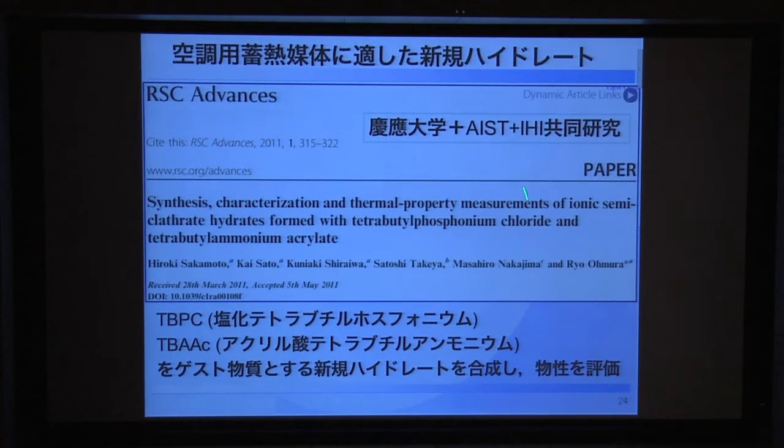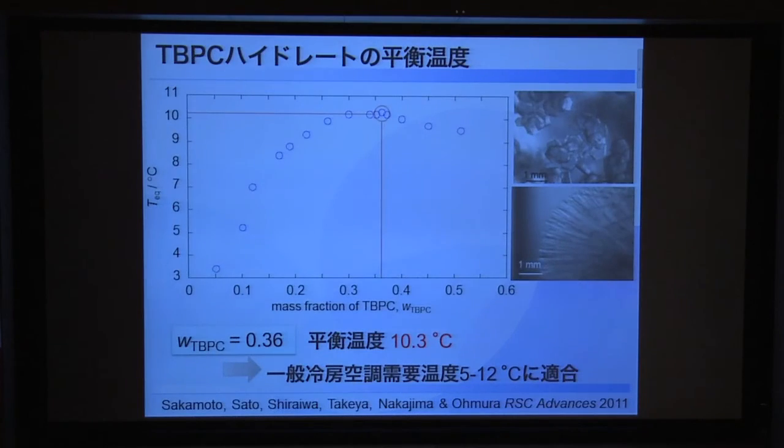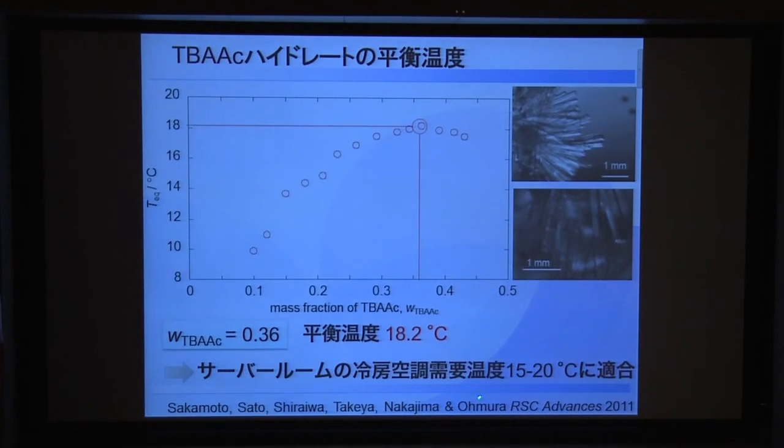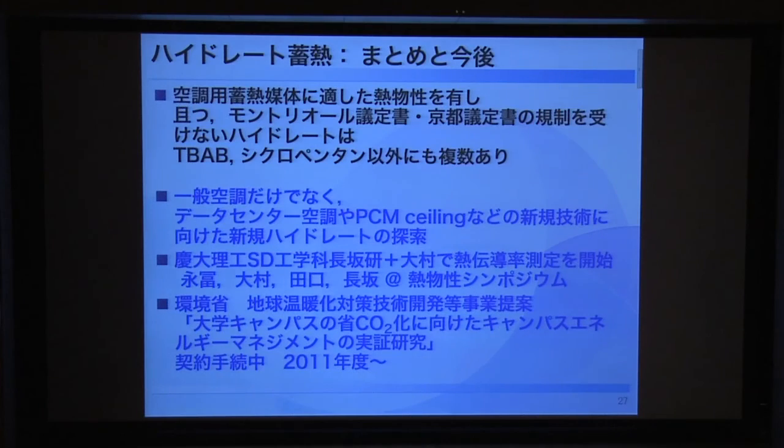IHI together with ITI, Keio University, and Takiya-san from AIST collaborated to discover a new hydrate. This one can be used for residential air conditioning. The equilibrium temperature is around 10 degrees. The Royal Society of Chemistry journal called RSC Advances had an article on this. And there's a hydrate whose equilibrium temperature is 18 degrees. So this is applicable for server room air conditioning.